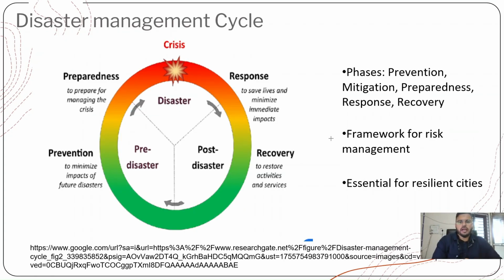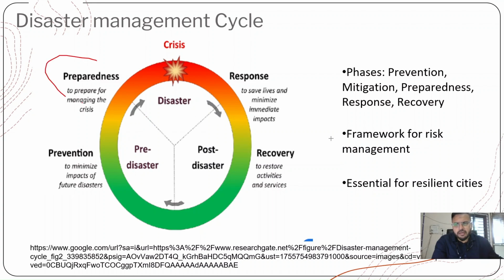Here is data management. As we are discussing the disaster management cycle, let us first see the phases of the disaster management cycle. So prevention, mitigation, preparedness, response and recovery. These are basically the phases of the disaster management cycle, where prevention and preparedness are pre-disaster and response and recovery are post-disaster, as you can very well see from this figure.